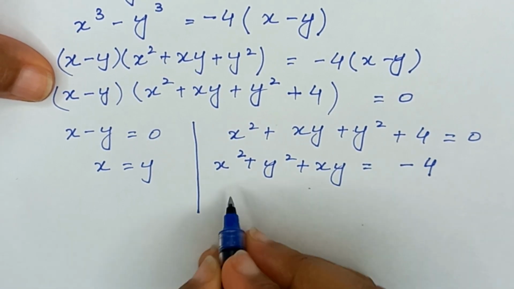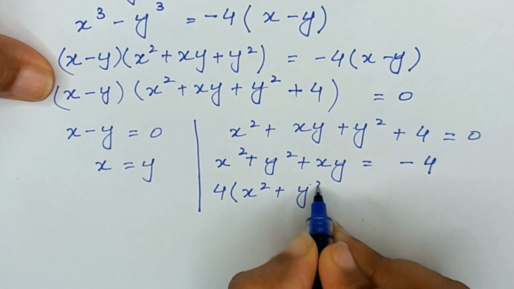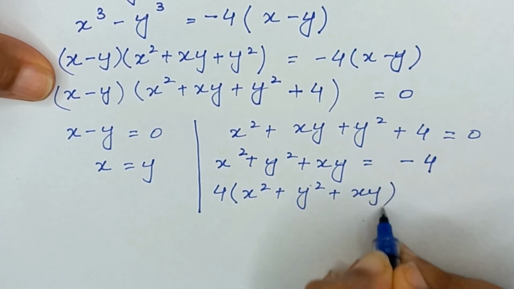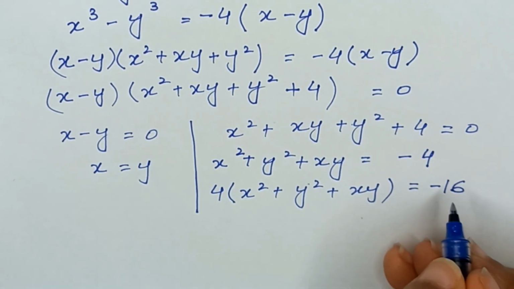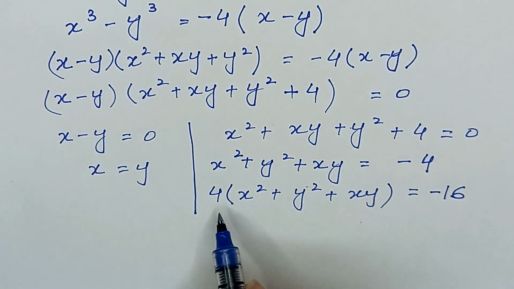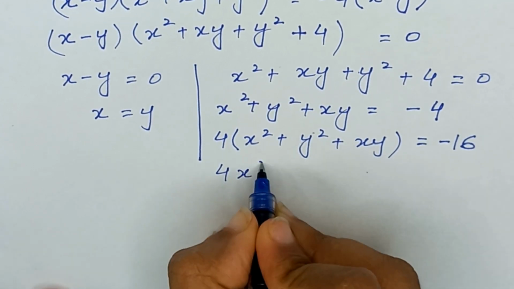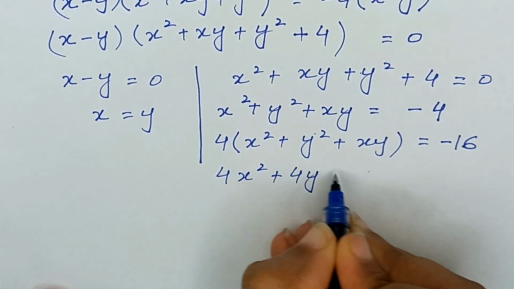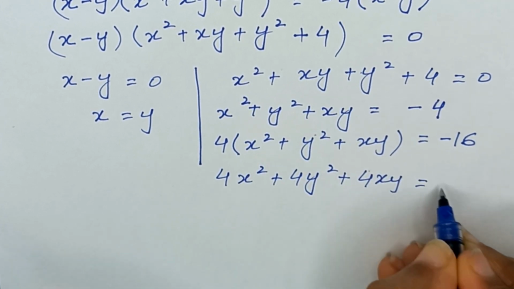Now I will multiply the whole equation by 4, so it will become 4 times (x² + y² + xy), and it will be equal to −16. When I multiply this 4 inside the bracket, it will give us 4x² + 4y² + 4xy, and it is equal to −16.